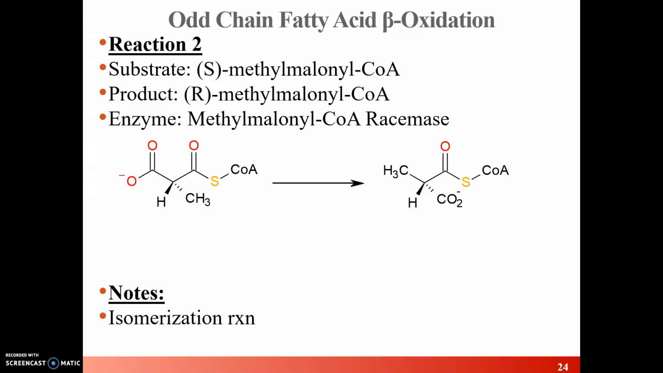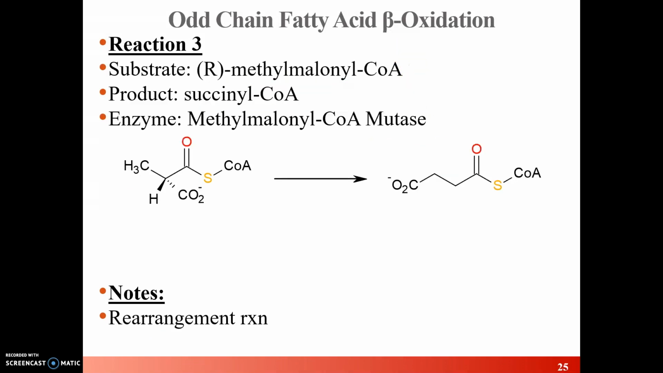Okay, I'm going to show you reaction 2 real fast. So here's your S to your R, and the enzyme is a racemase. It's an isomerization. Okay, nice and simple, easy reaction. I don't think I have anything more to add to that. If you wanted to, you can make a note: this would be D and L if you were using DL configuration.